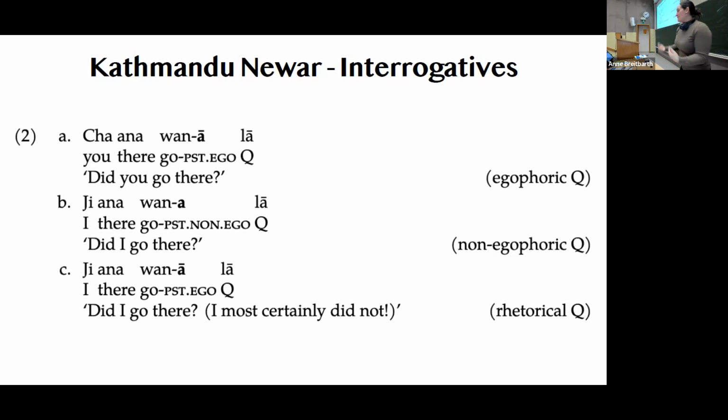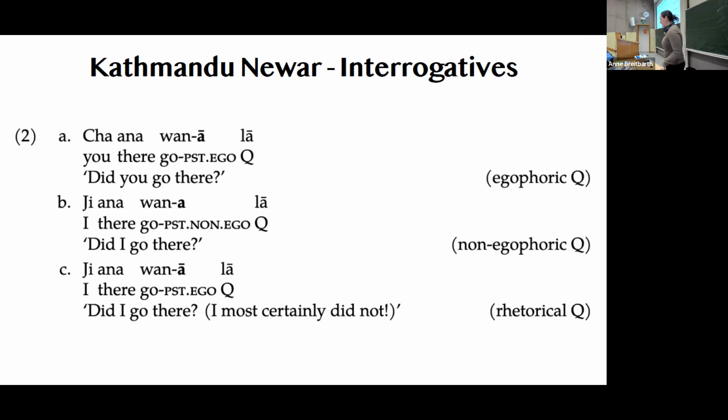Now, if I ask myself a question, then I don't use this egophoric marker. So, did I go there? And I don't use this, right? This is because basically what's going on is that you look at it from a different perspective. So it's really not about the first person subject at all, as some people have noted originally. It's about different perspectives. It's the perspective of the speaker or the perspective of the addressee.